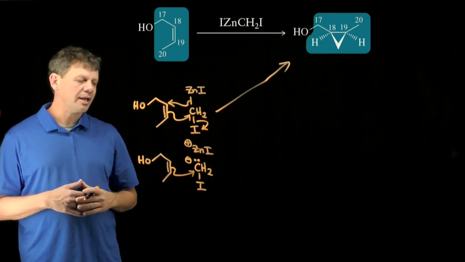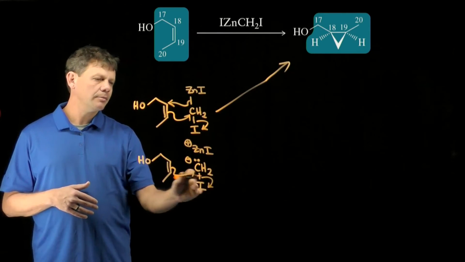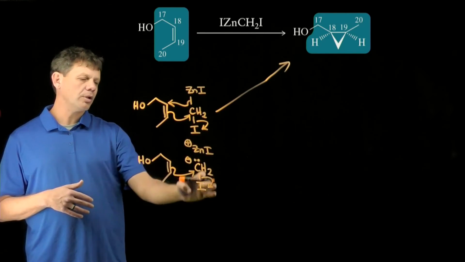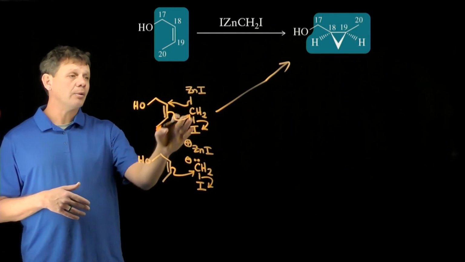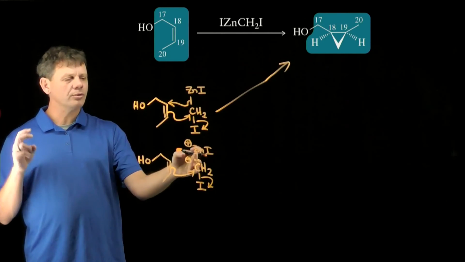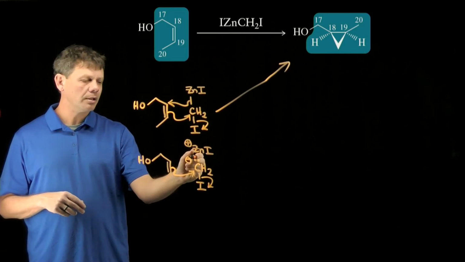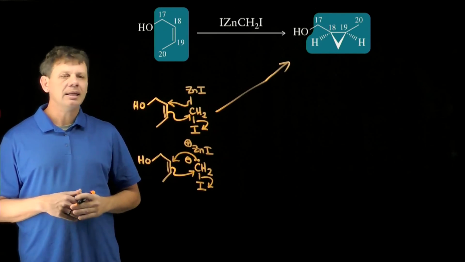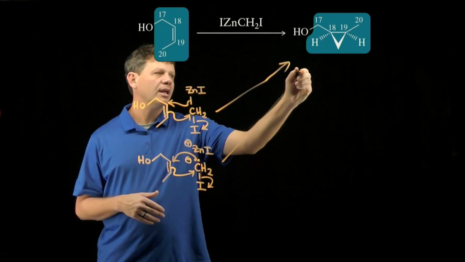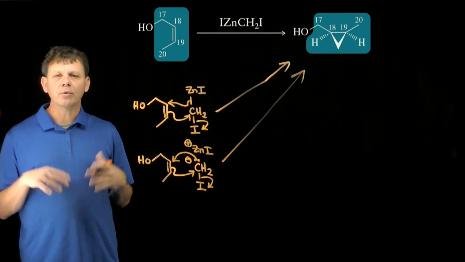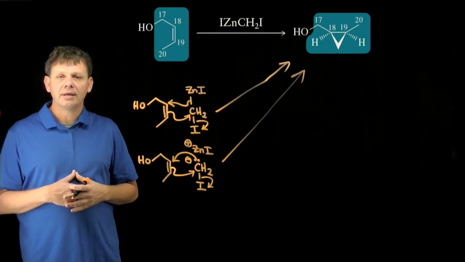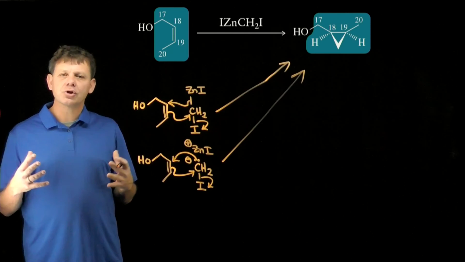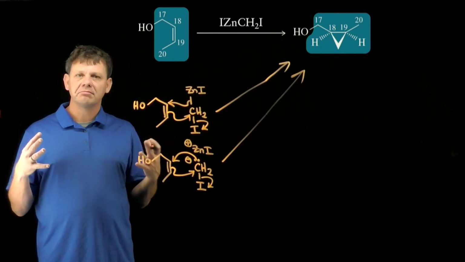the pi electrons attack carbon, push out the iodide, so these arrows are identical to the ones we saw earlier, and now instead of using the electrons in the bond, we're using this lone pair in this ionic molecule to add back. Either way, that gets us to the same product. Both of these mechanisms would be considered acceptable. If you're unsure which one your instructor wants, ask them.